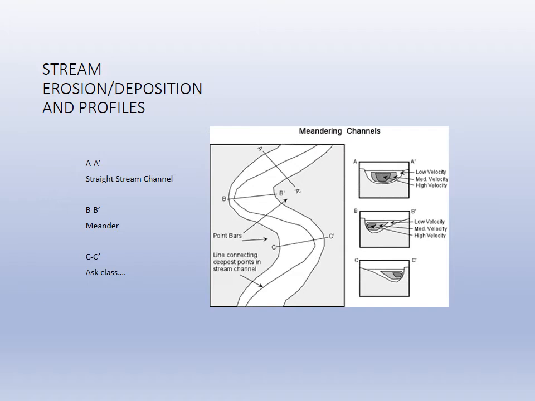So straight channels have a uniform bottom. You can see a U shape, like a tub. B to B prime, you can see that's called a meander. And where you have the curve, it's deeper. Where B prime is, that's the area of deposition, it's shallow. So your stream channel shifts over time because of the meanders, the curves.